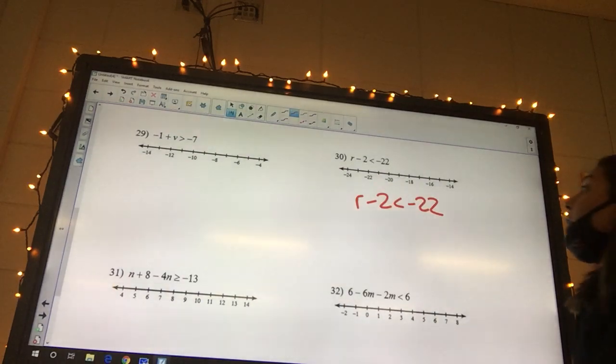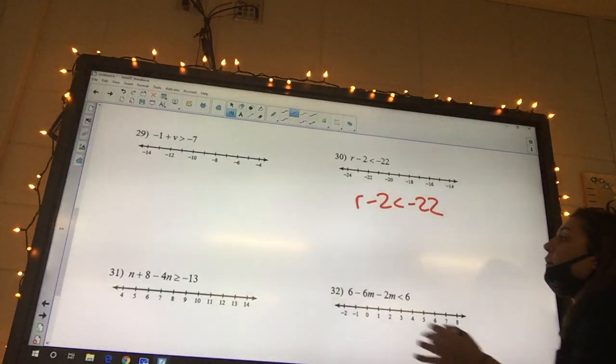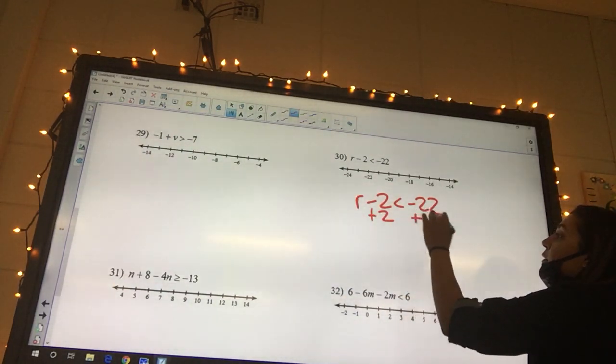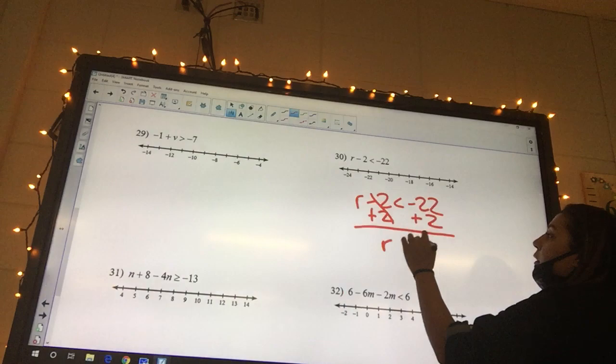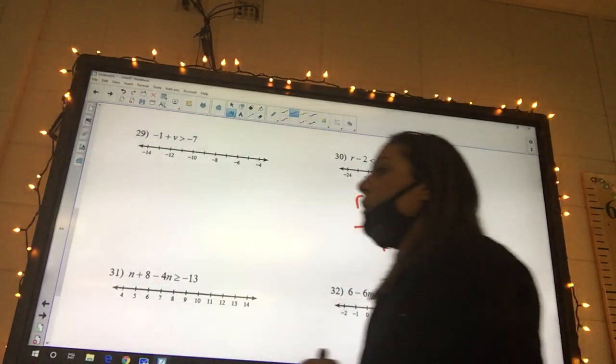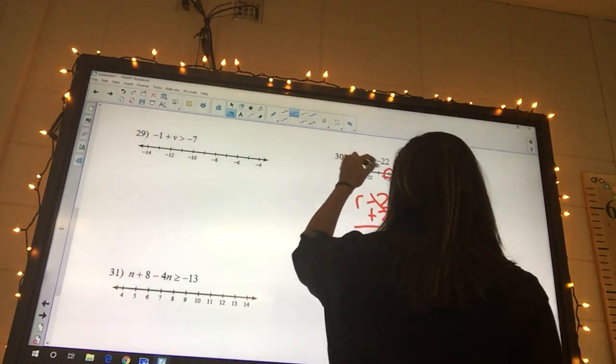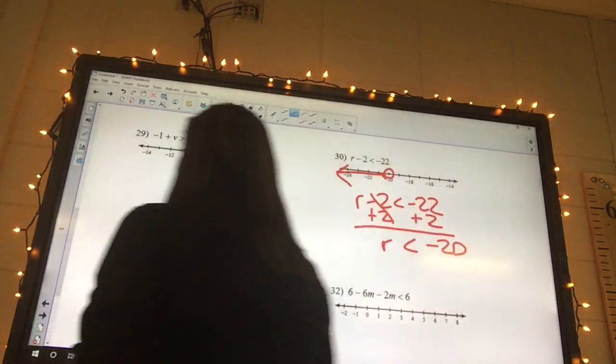Come on, Jaden. Okay, so how do we solve for R? Shh, quit talking. Pay attention. I got 2. Add 2 to both sides. 22. That's 24. That's 20. Negative 20. Open or closed? Open. Open to the left.